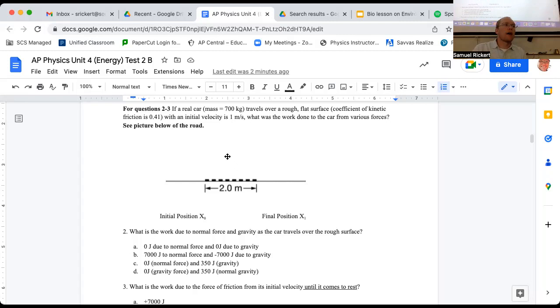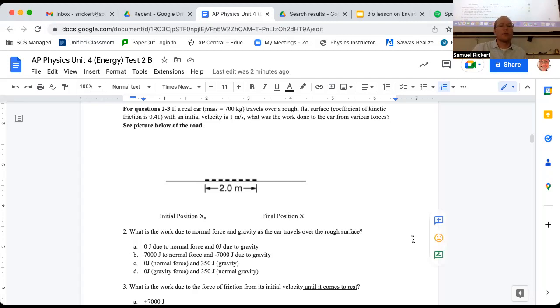What's the work due to gravity? In this case, also 0, because it's just canceling the normal force. And it's also perpendicular because in this case, we're flat. If it's not flat, we do have work due to gravity. But if we're just going on a flat surface, it's 0 and 0. So the answer is A.